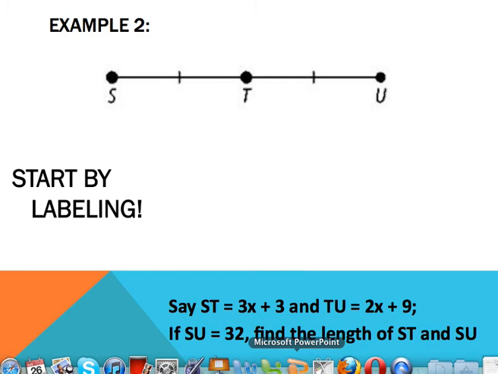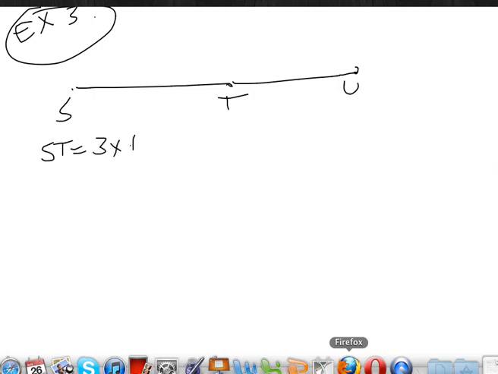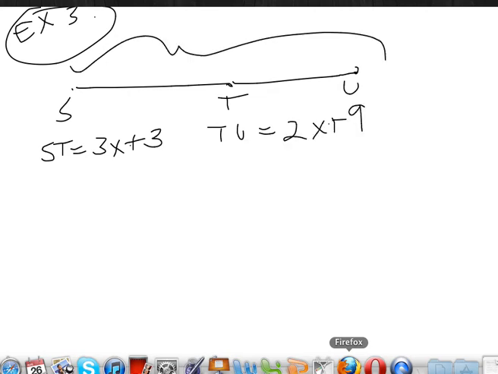And this is a slightly more difficult example, whereas the last one involved only numbers. This example is going to involve some algebra. So just like in that last example where we were given a segment, we're going to be given segment ST and TU, so ST and TU. And we know that segment ST is equal to 3x plus 3, and we know that TU is equal to 2x plus 9. And we also know that SU is equal to 32 units.